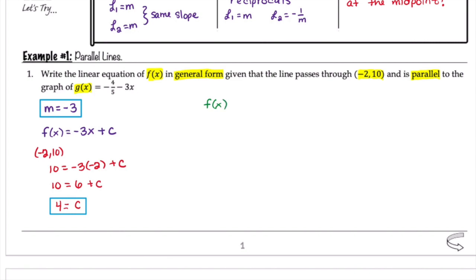f(x) = -3x + c, which is + 4, but I want it in general form, which means that the x term is going to come in front of y, the constant in back, and I'm going to set it equal to 0.